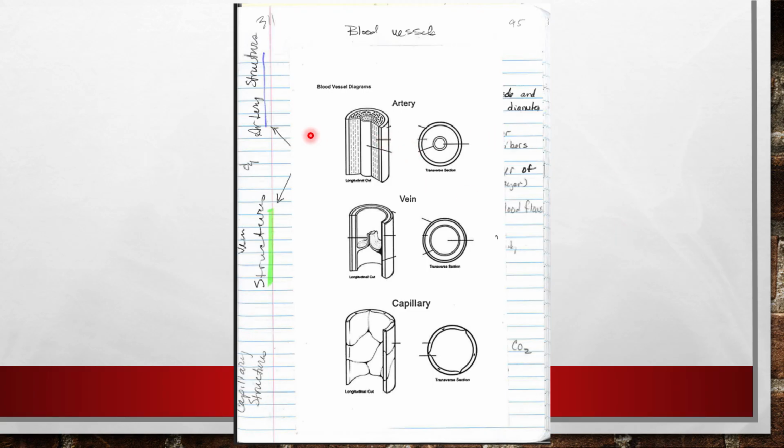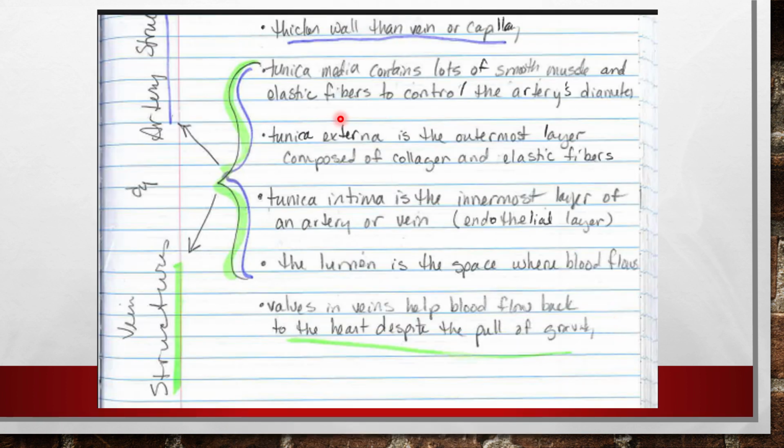All right, so we have artery structures, vein structures, capillary structures. I have artery structures at the top because artery is the first one on here, vein structures in the middle because veins are in the middle, capillary structures to match up with where capillary is on the insert. Artery structures and vein structures both share these 4 components here.